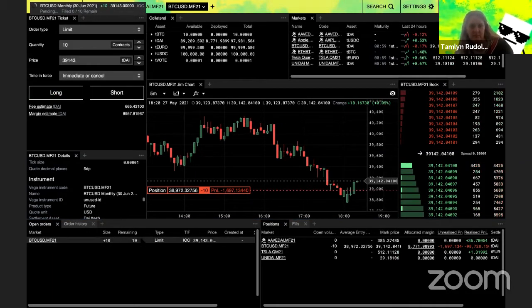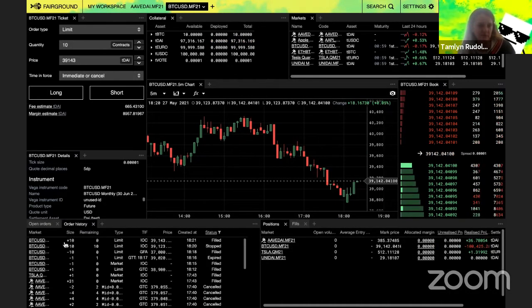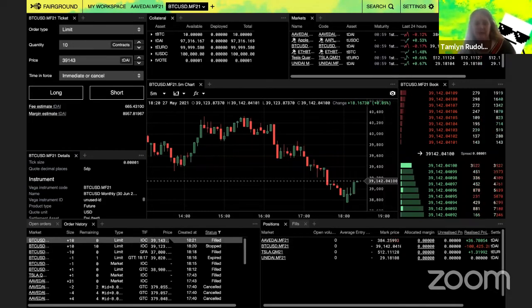So you'll see it briefly sit here on the open orders. Now it's traded, it's closed out my open volume there. And if we go into the order history, you've got the +10, the remaining is 0 because the full amount was filled. There was a time enforced with an immediate or cancel, and this was the price that it was filled.